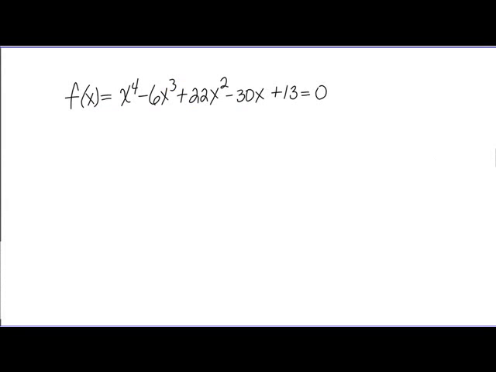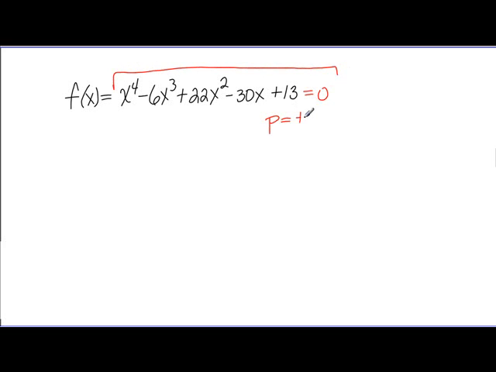Okay, next example. We need to find the zeros of this function. So this is how the problem would look to you, and the directions would be to find the zeros. So you know you're going to be setting the function equal to 0 and solving that equation. Think about P over Q.